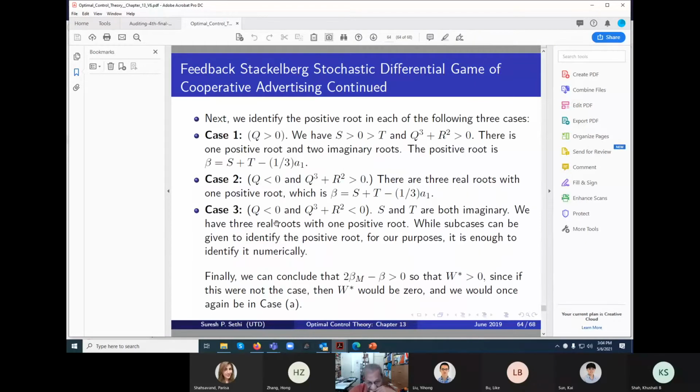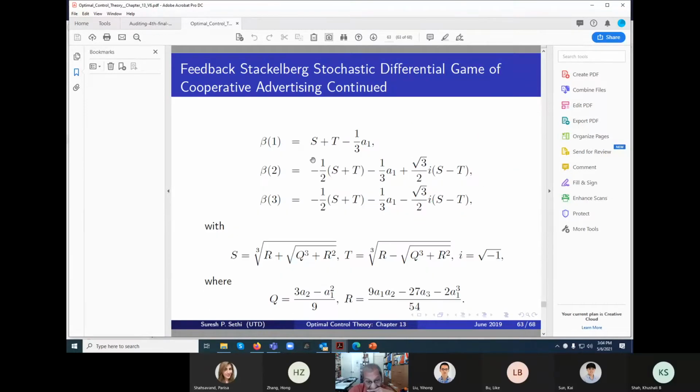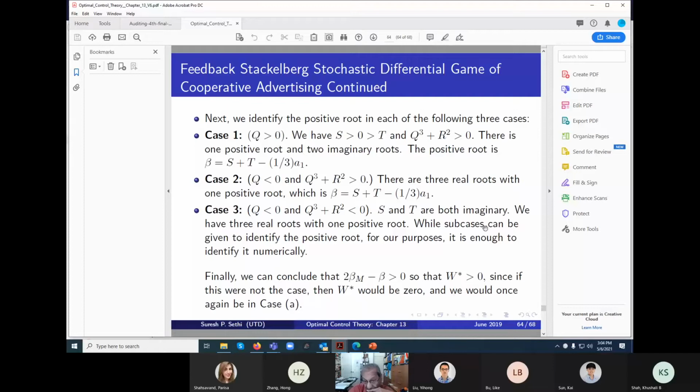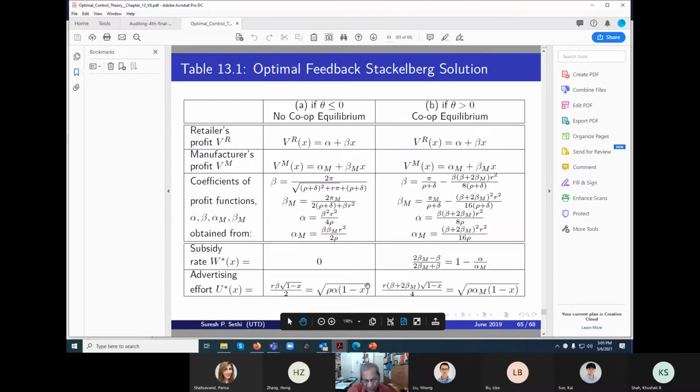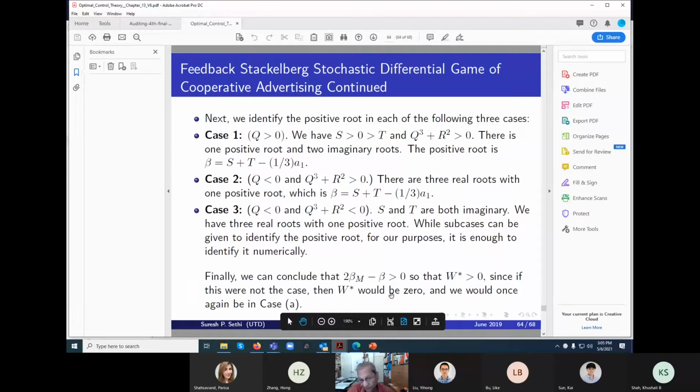Okay. Case three, S and T are both imaginary, and we have three real roots and one positive root. But now we cannot tell you immediately which one. So subcases can be given to identify the positive root. For our purposes, it's enough to identify it numerically. It is possible to do more work here. It's probably there in the paper. But for this text, we just do numbers. So we can do numbers, and then we can find out which is positive. Okay, so that can be done.